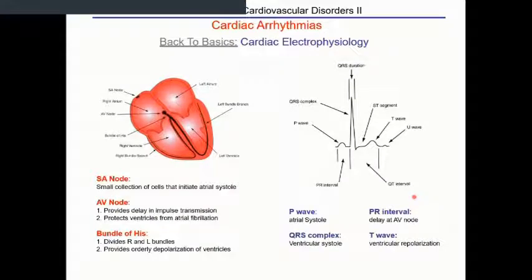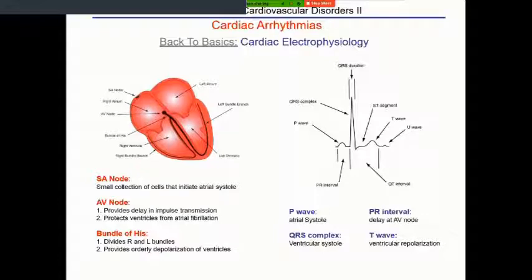In your previous lecture, we talked about cardiac electrophysiology as one of the diagnostic tools for assessing the function or the structure of the heart. So this just goes back to the basics of what we learned in our physiology with regards to the role of the SA node, the AV node, and the bundle of His. In the SA node, you can find a collection of cells that initiate atrial systole.